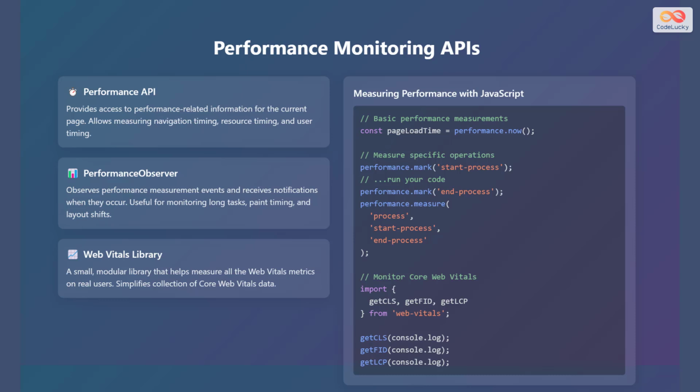Here's how you can measure performance with JavaScript. To get basic performance measurements, use const pageLoadTime equals performance.now. To measure specific operations, use performance.markStartProcess, then run your code, and then use performance.markEndProcess. Finally, use performance.measureProcess.startProcess.endProcess. To monitor core Web Vitals, import getCLS, getFID, and getLCP from Web Vitals, and then use getCLSConsole.log, getFIDConsole.log, and getLCPConsole.log.